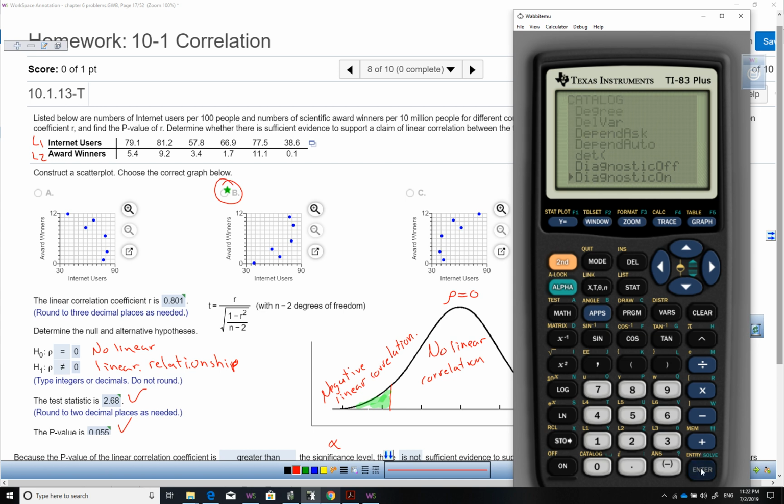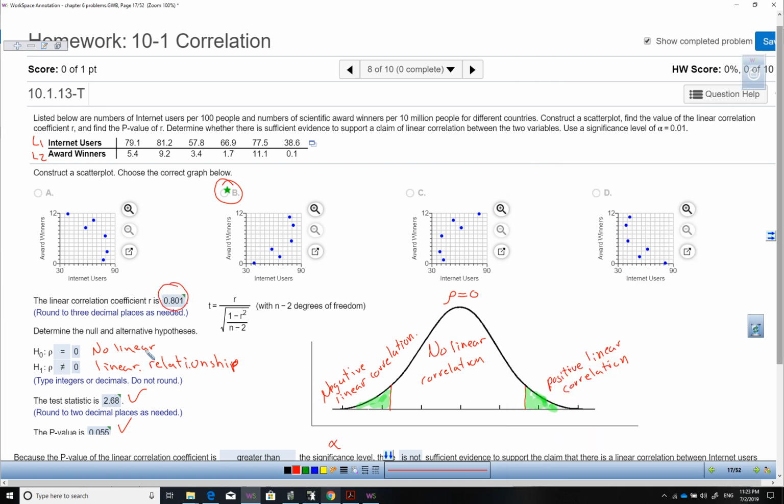So by doing that, the diagnostic is going to be on, but well, this is not enough. You need to press enter twice. Done. When you see the word done, it means that the diagnostic mode is on. So we go to stat, we go to calculate, to the right arrow, number 4, which is the linear regression, and press enter. Okay, so we present it like that, and this is the linear correlation coefficient. Okay, the 0.801. That is this number right here.